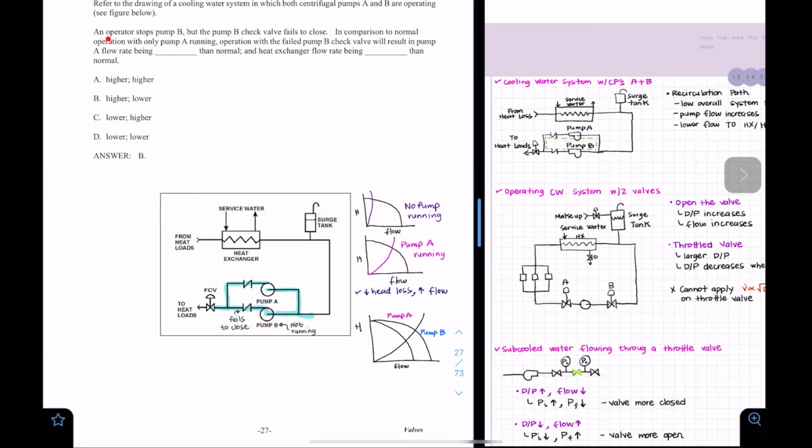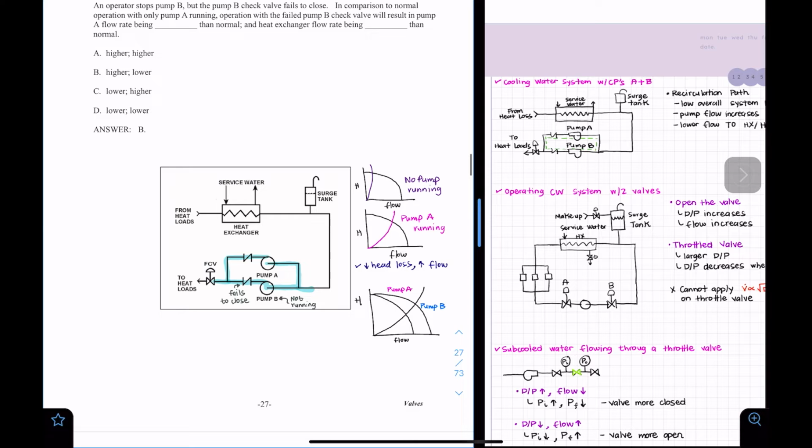So let's take a look at what the problem says. An operator stops pump B, but the pump B check valve fails to close, right? Not running, fails to close. In comparison to normal operating with only pump A running, operation with the failed pump B check valve will result in pump A flow rate being what? And heat exchanger flow rate being what? Okay, so let's go back to the operating pumps.